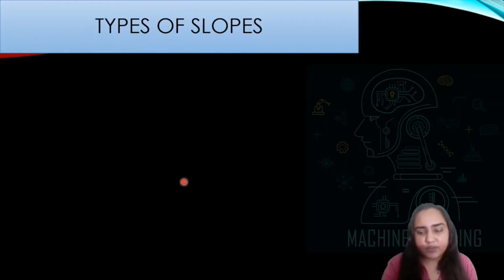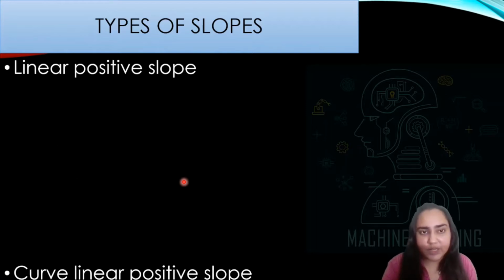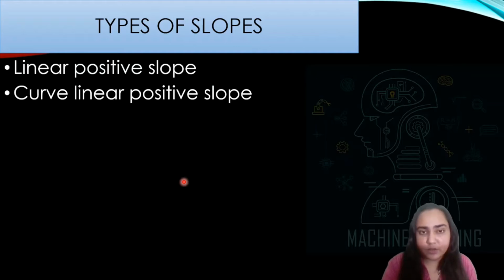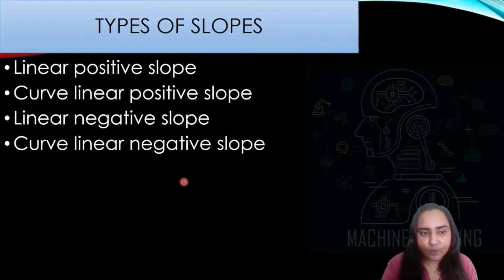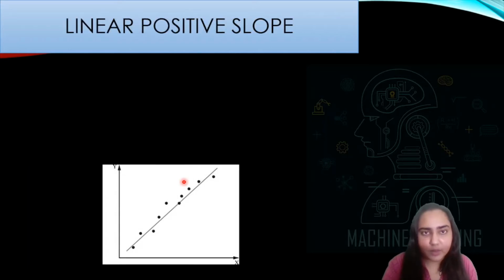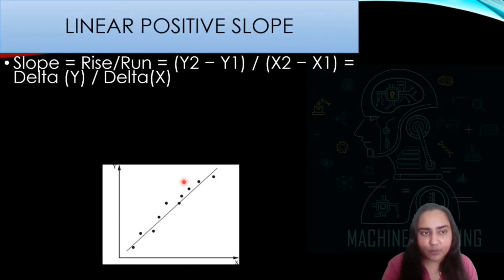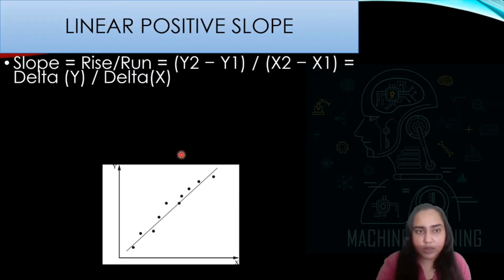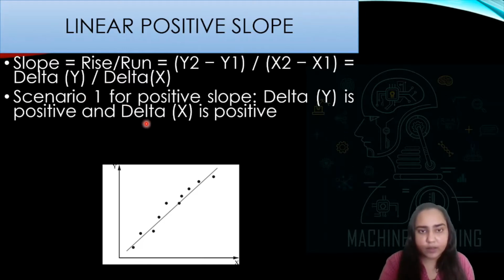There are different types of slopes available. So first we have the linear positive slope. We have curve linear positive slope, linear negative slope, curve linear negative slope. Let's take a look at the linear positive slope. So whenever you have slope equal to rise upon run, which is also known as delta y upon delta x, scenario one that you have for a positive slope is that delta y is positive and delta x is also positive, in which case your slope will look like this, and it is known as a linear positive slope.